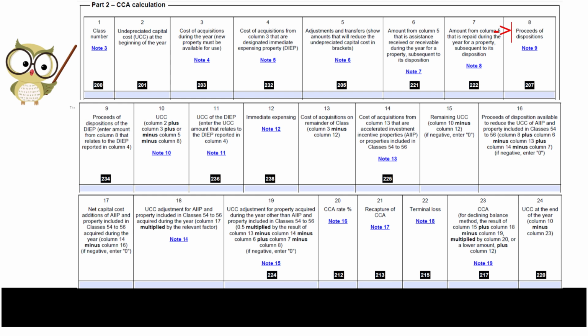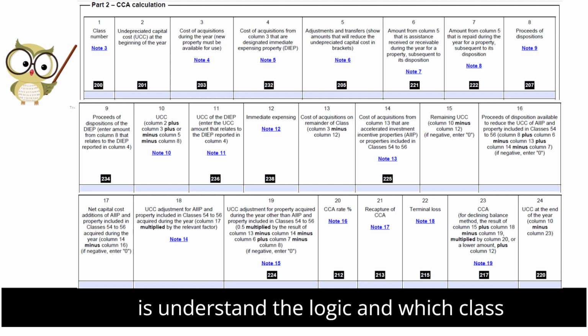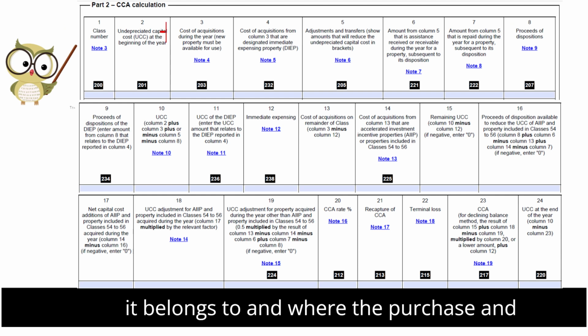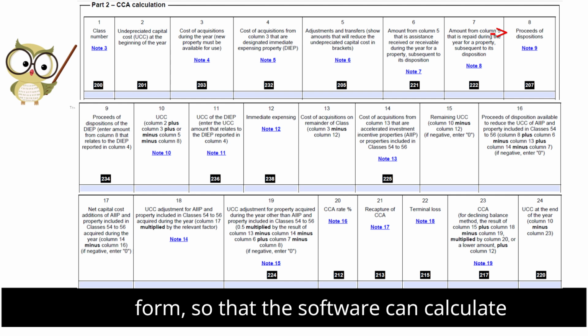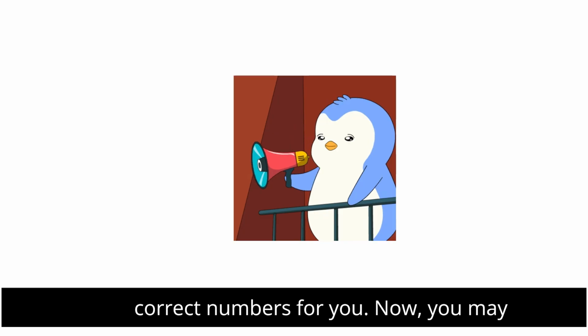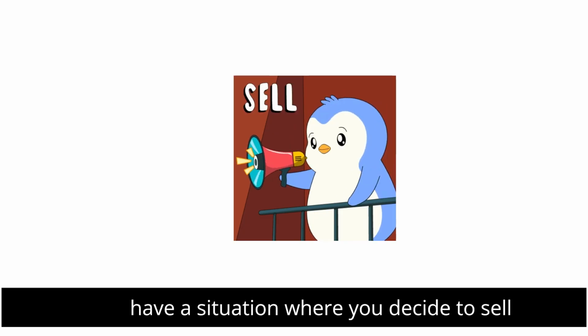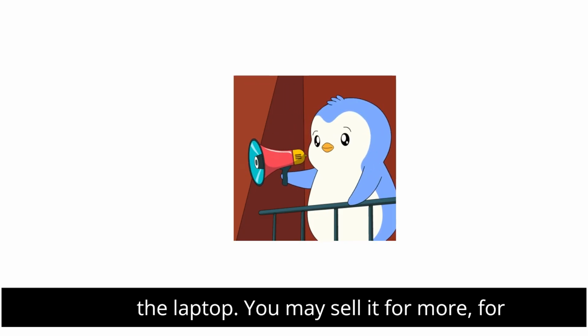All you need to do is understand the logic and which class it belongs to, and where the purchase and sale numbers would be entered in the form, so that the software can calculate correct numbers for you. Now, you may have a situation where you decide to sell the laptop. You may sell it for more.